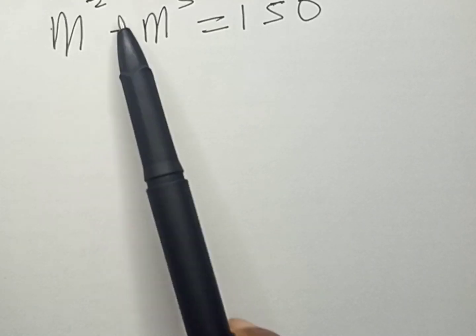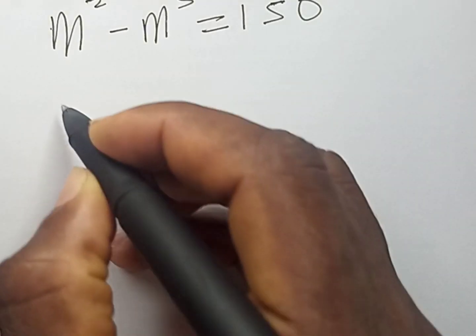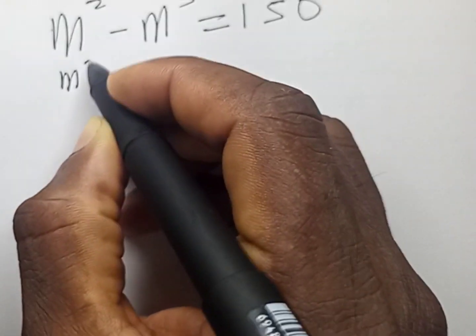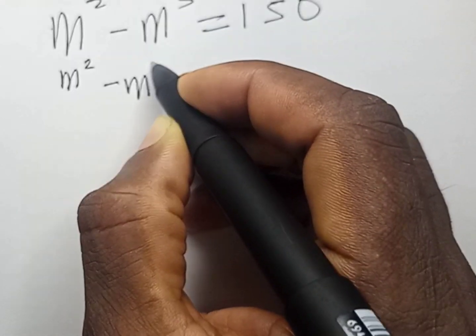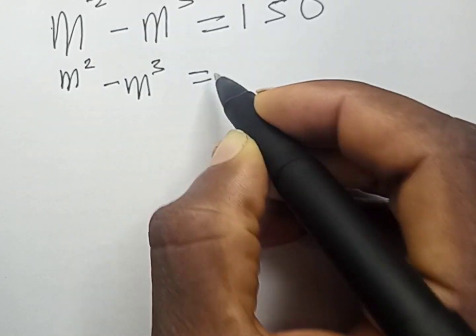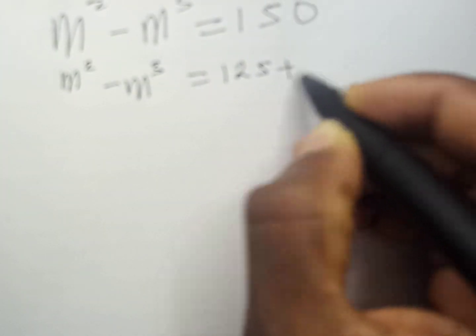m raised to power 2 minus m raised to power 3 equals 150, and we are asked to solve. For us to solve this, we can write this as m raised to power 2 minus m raised to power 3 equals, we can write 150 as 125 plus 25.